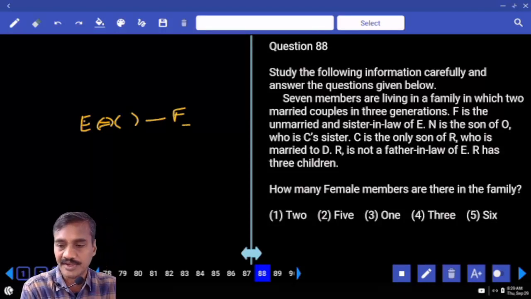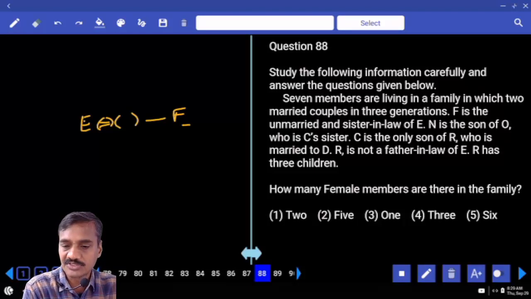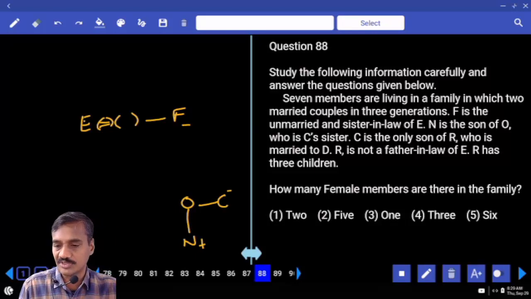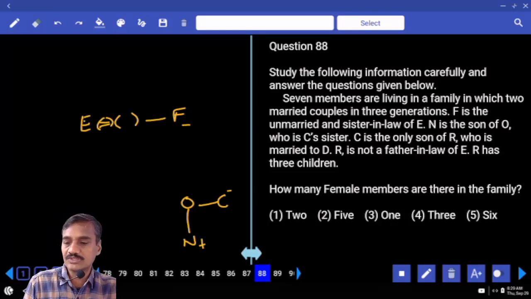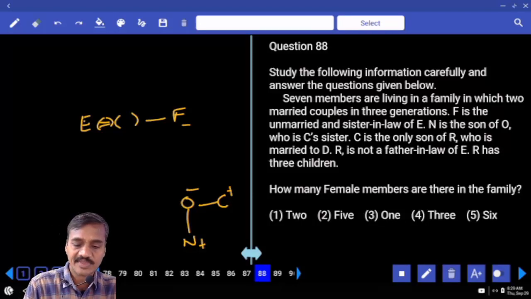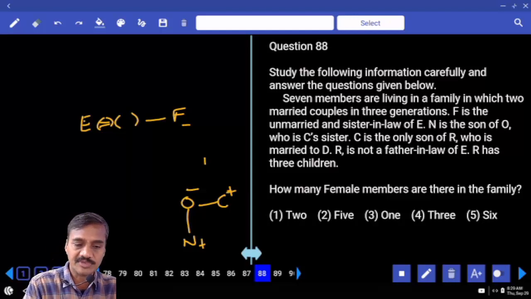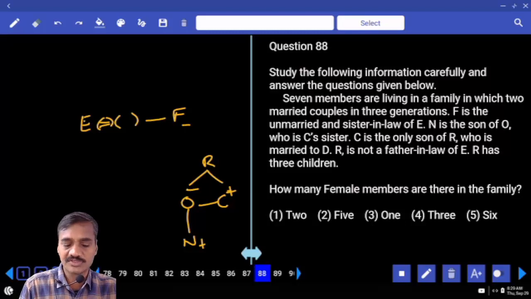And next one, N is the son of O who is C's sister. N is the son of O, and O is C's sister. C and O are siblings to each other. And C is the only son of R. That means R is having 2 children. One is O, the other one is C.